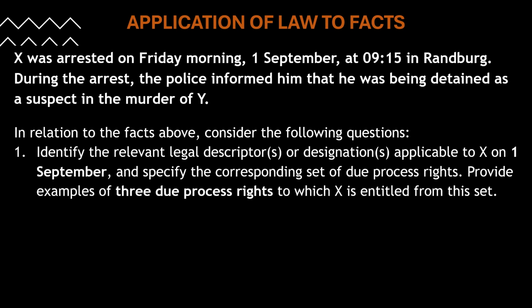Right, so hopefully you had identified correctly that at this stage X is the arrested person. In other words, the corresponding set of due process rights that is applicable to him at this stage is section 35 subsection 1. Did you, however, also identify that by definition, the moment a person is arrested, they are also a detained person? So from that point of view, there are 2 legal descriptors applicable to X on 1 September, that of the arrested and detained.